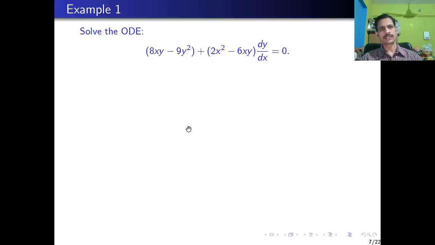So the ordinary differential equation that we are going to treat here is what is given, namely (8xy minus 9y square) plus (2x square minus 6xy) dy by dx is equal to 0. So here, this is m and this is n. Sorry, m is equal to 8xy minus 9y square, and n is 2x square minus 6xy.